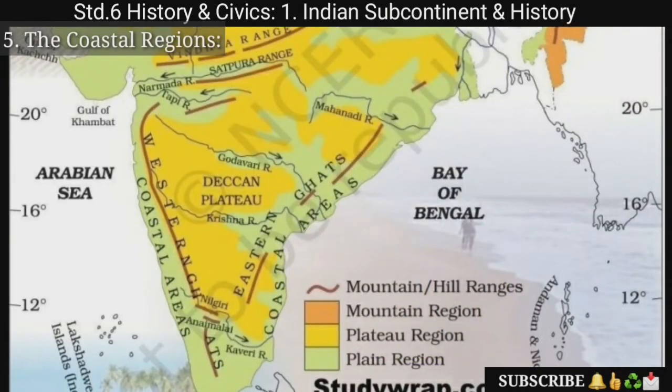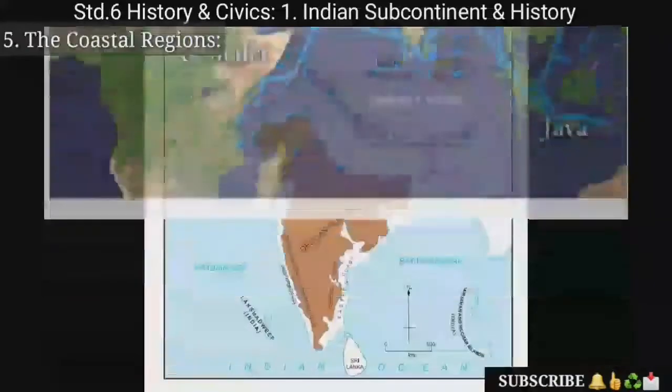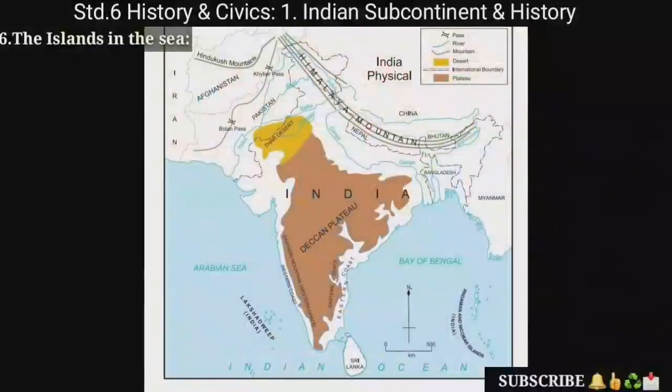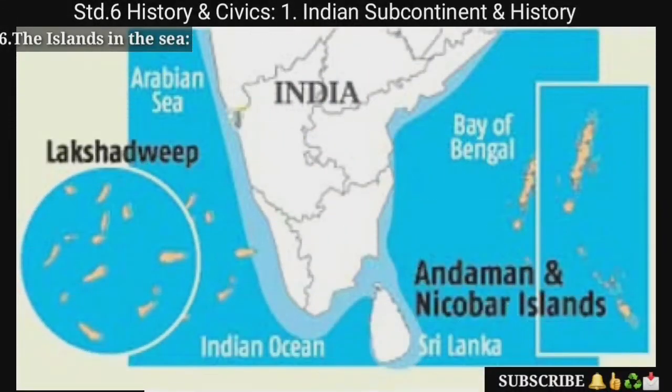From the time of the Harappan civilization, ancient India had trade relations with the western countries. This trade was carried on by sea. Therefore, India had developed contact and interaction with foreign cultures and people at the seaports. Later on, land routes came to be used for trade and transport, but the importance of sea routes did not diminish. Okay, students? So, this is about the coastal regions. Now, we shall study the next one, that is the islands in the sea.